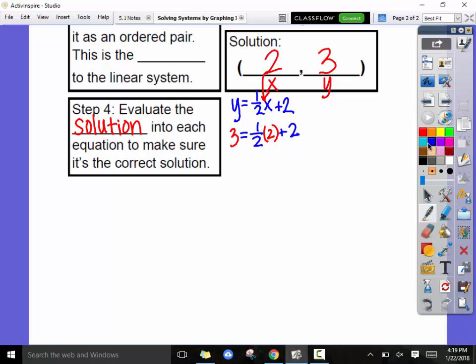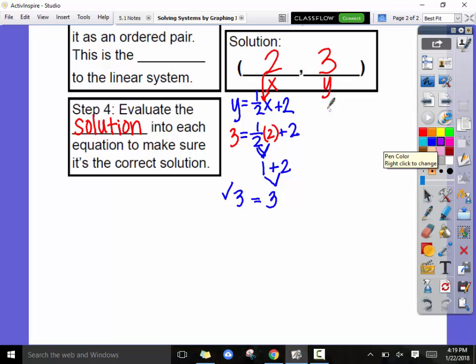Now I need to see if this right-hand side equals what the left tells me, 3. So I'm going to evaluate this. 1/2 times 2 is 1. Bring down the plus 2. 1 plus 2 is 3. Is that what I have on the other side? Yep. So it's the solution for the first equation, meaning we got it accurate for the first equation. Then I'm going to go check the next equation.